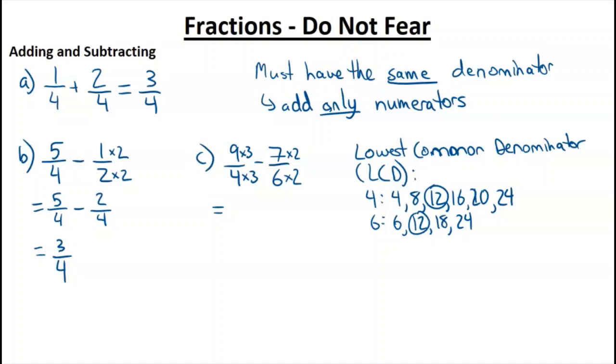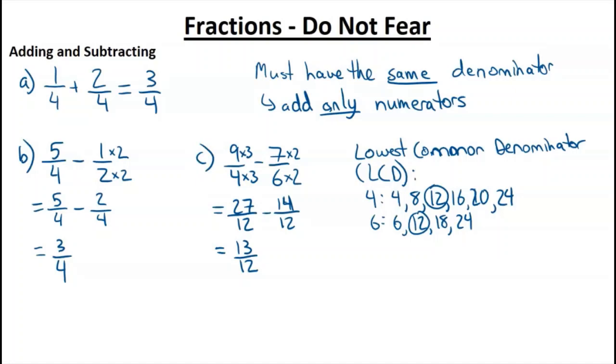So 9 times 3 is 27 over 12. 7 times 2 is 14 over 12. And now we have that lowest common denominator. And because those denominators are the same, I can go ahead and subtract the numerators. 27 minus 14, well, that's 13. And I get 13 over 12. I'll talk later in this video about what to do with that to turn it into a mixed fraction. But that's called an improper fraction, 13 over 12, because the numerator is actually bigger than the denominator.